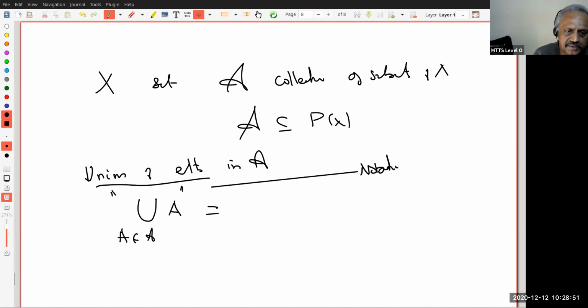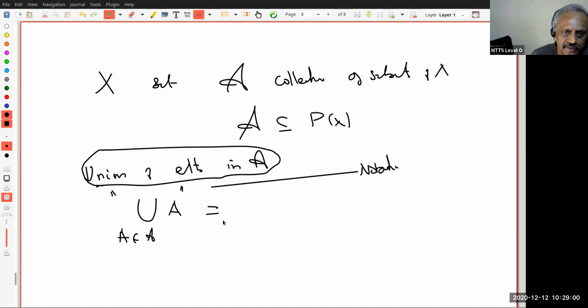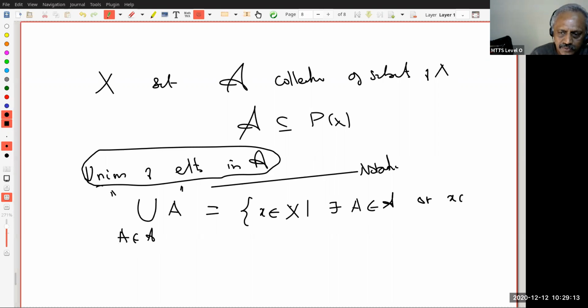Okay, how do I read it? It's a union of elements in the family of subsets. Is the family indexed? No, it's not indexed. Then how do I define it? I'm sure all of you by now know. It is the set of all x in X so that there exists A in the family script A so that x belongs to A. That's it. So it's as good as saying it is indexed by script A.